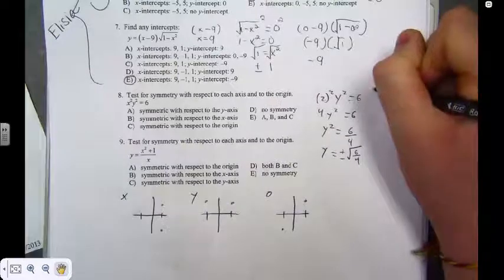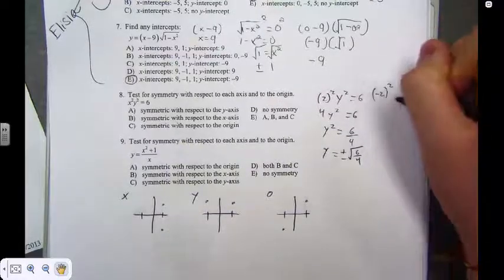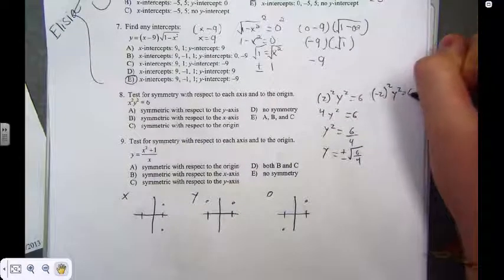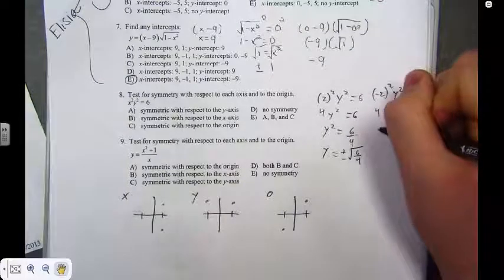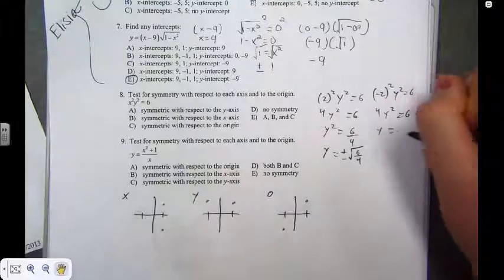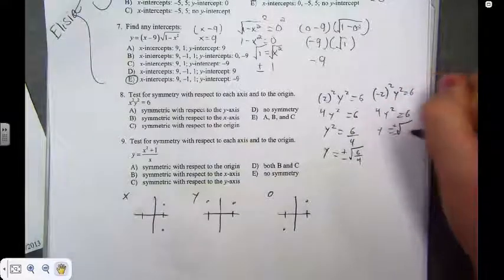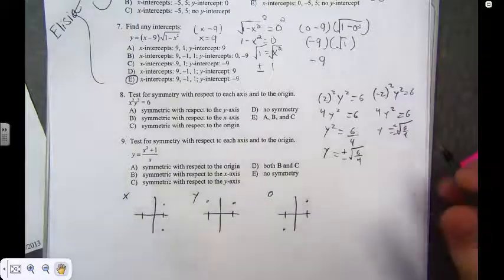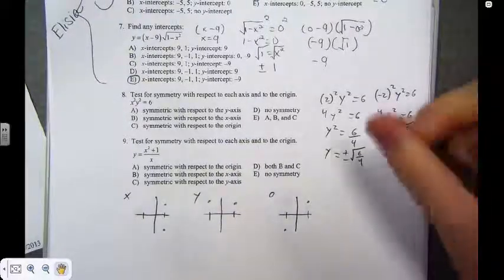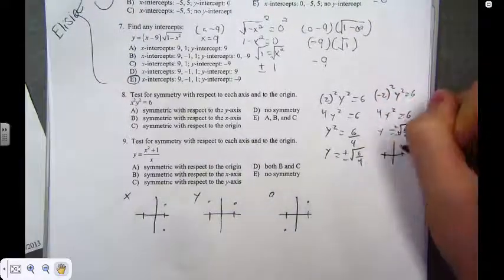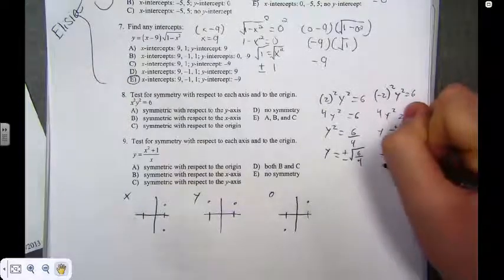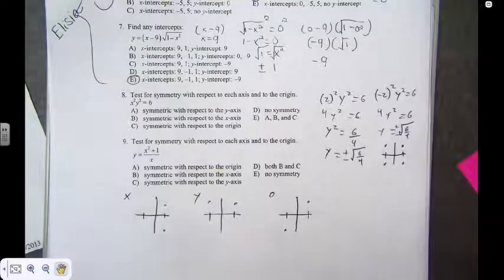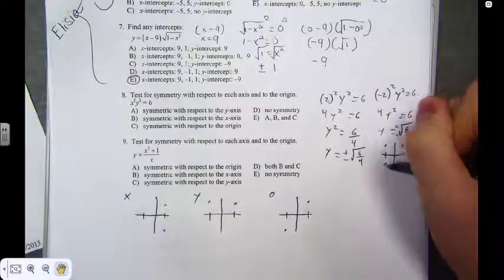And then plug in negative 2. And that'll work out to be the exact same answer. Skip that step right there. You get plus or minus 6 over 4. And looking at the graph, that'll be up here and down there, and then that'll be reflection over the x, the y, and the origin, which would make that answer E.